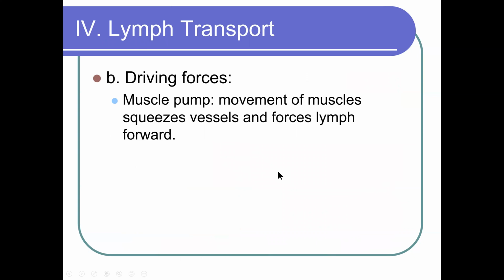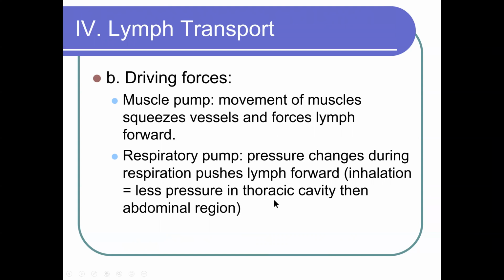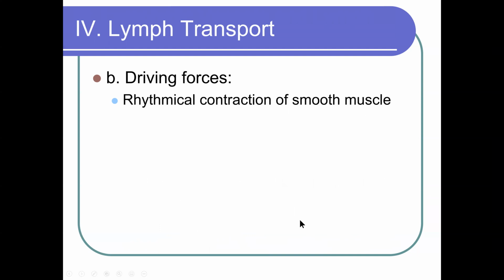Driving forces: muscular pump, just like before. The lymph vessels go through the muscles, and as the muscles contract, we are squeezing lymph. Every one of us here is squeezing lymph right now, even though we're probably sitting down. We're pushing that back towards the heart. In addition, we have the respiratory pump, with the pressure changes during respiration pushing lymph forward. During inhalation, there is less pressure in the thoracic cavity than in the abdominal region, so the fluid has a tendency to go from the abdominal region into the thoracic cavity, just like venous flow would.